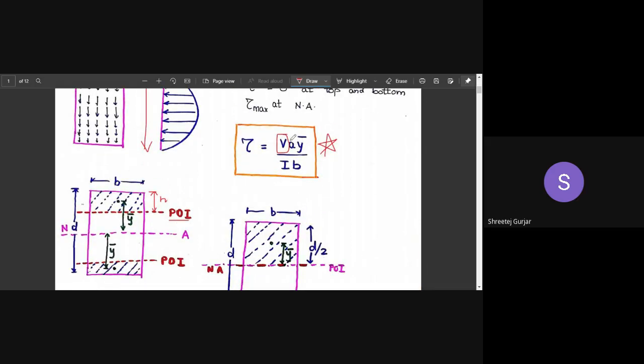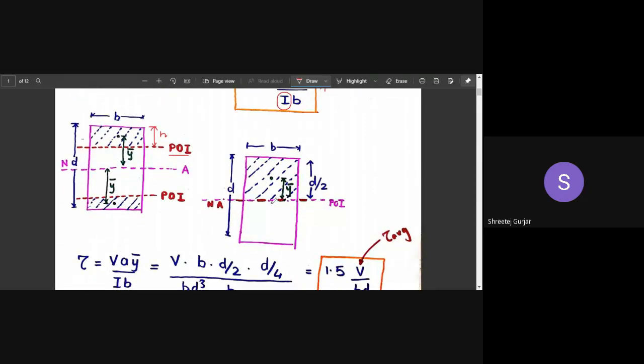So A and y bar we know. What is I? It is the moment of inertia, which is BD cube by 12. We have to take the entire section, not only this area. We have to consider the whole area, B and D, for the calculation of this I. And B is over here, we know it is the same, no problem.